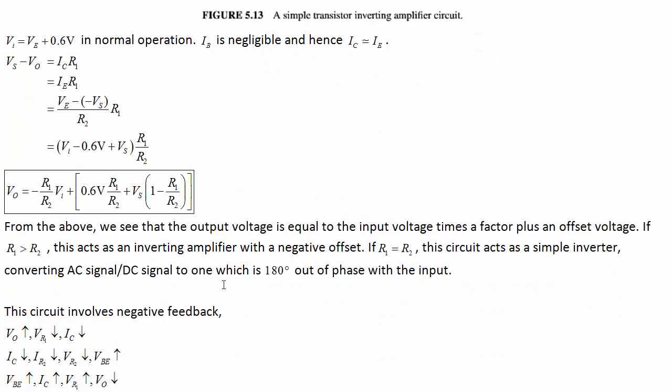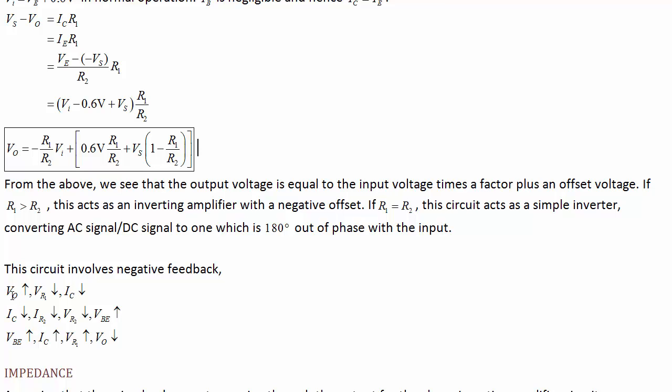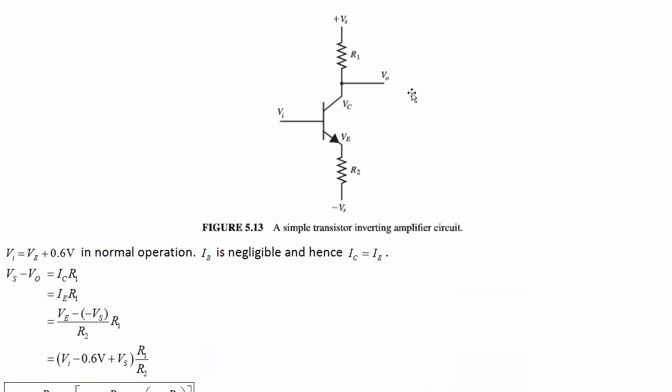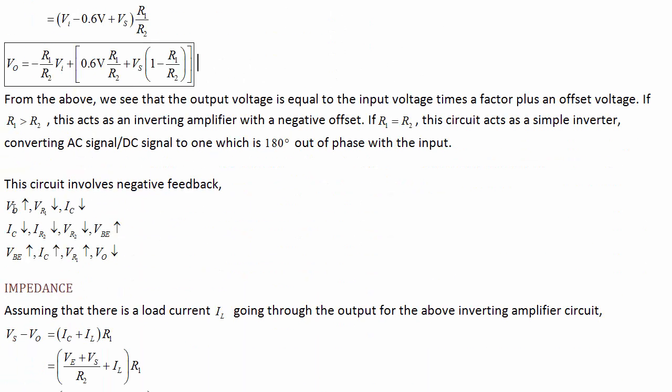This circuit also involves negative feedback. Let's imagine that the output voltage goes up. If the output voltage goes up due to whatever else is going on this side of the circuit, then that is going to reduce the drop here. So the collector current goes down. If the collector current goes down, the emitter current goes down, and that increases the VBE, which pulls the collector current back up to decrease the output voltage. So we started with an increase in output voltage, and that led to a decrease in the output voltage, so it's negative feedback once again.